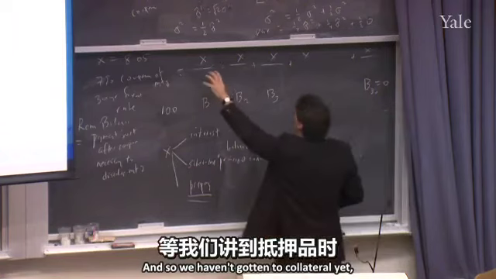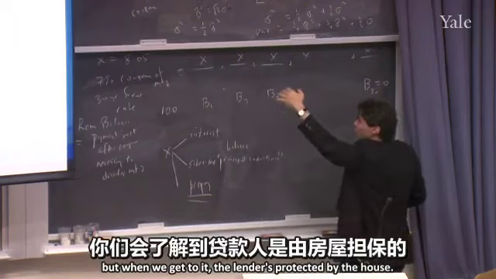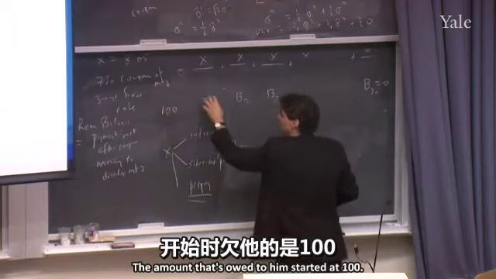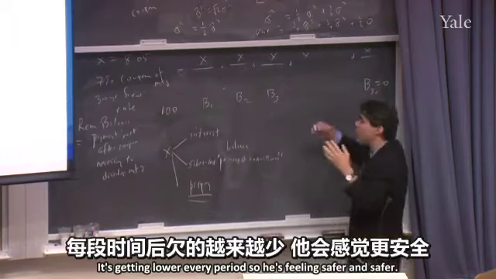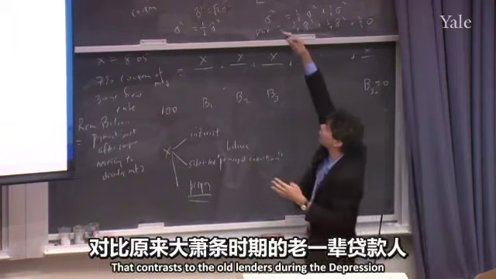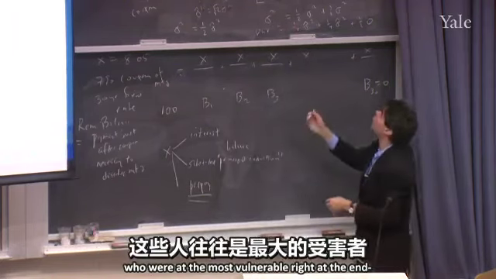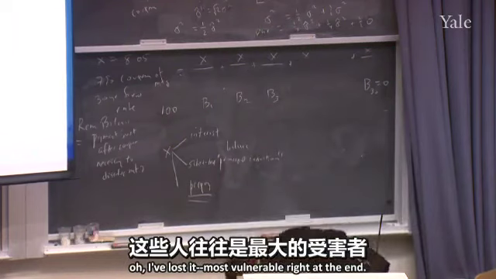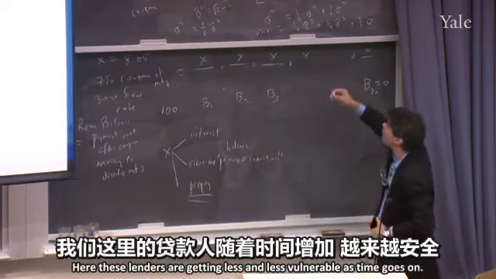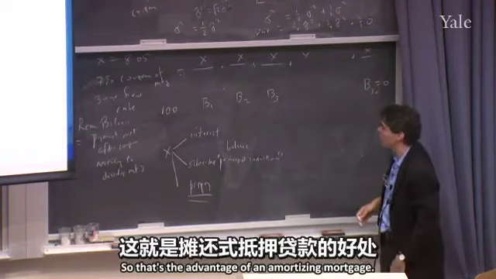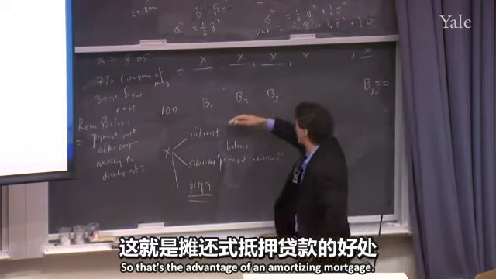When we get to it, the lender is protected by the house. The amount that's owed to him started at 100. It's getting lower every period, so he's feeling safer and safer. That contrasts to the old lenders during the Depression, who were most vulnerable right at the end. Here, these lenders are getting less and less vulnerable as time goes on. Okay, so that's the advantage of an amortizing mortgage.